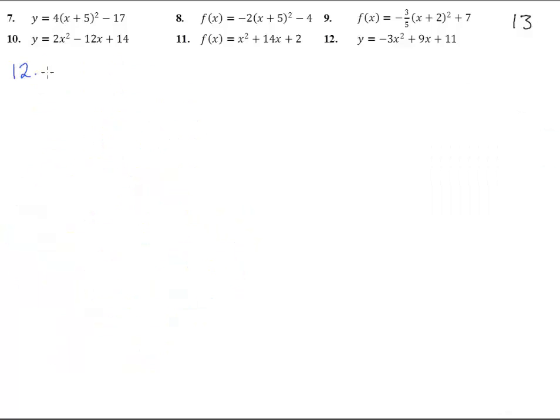And number 12, y equals negative 3x squared plus 9x plus 11. Now, let's try completing the square on this one, and we get y equals negative 3 times x squared minus 3x, leave a space, plus 11. Ooh, I'm going to start getting into fractions. At this point, I'm going to say, you know what? Let's not complete the square. Let's go straight with the quadratic formula. So let's change that.